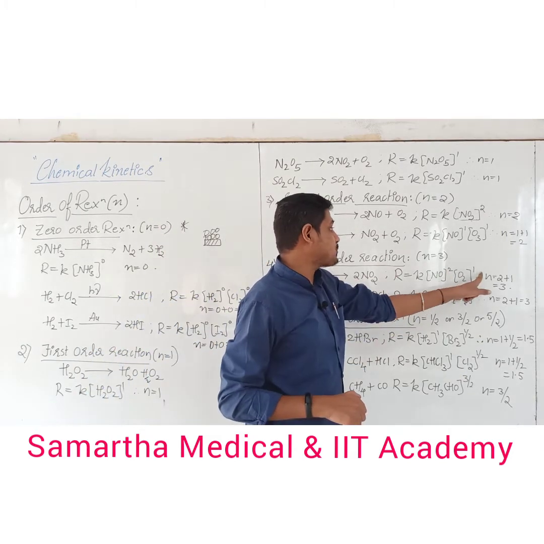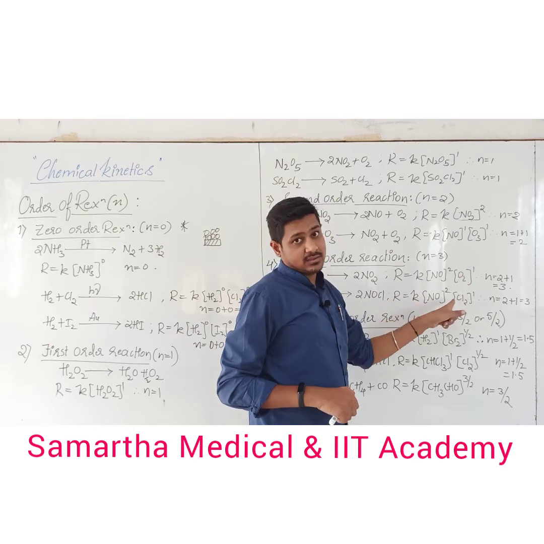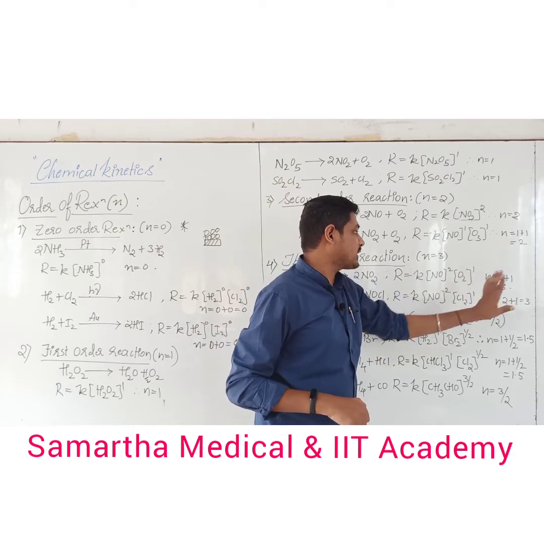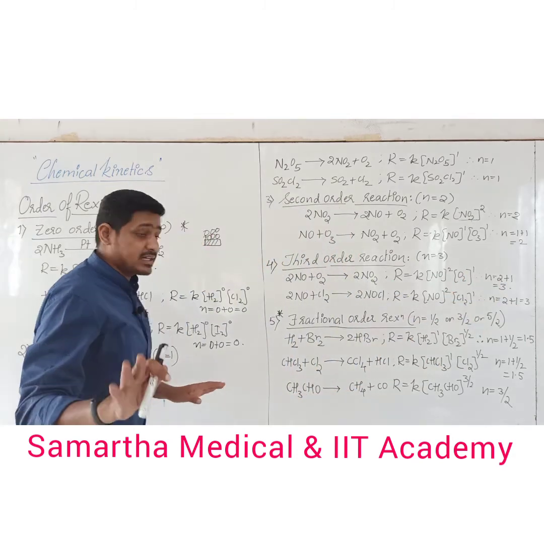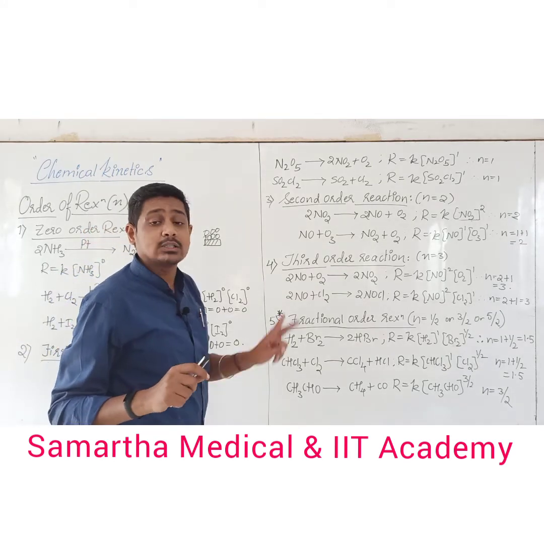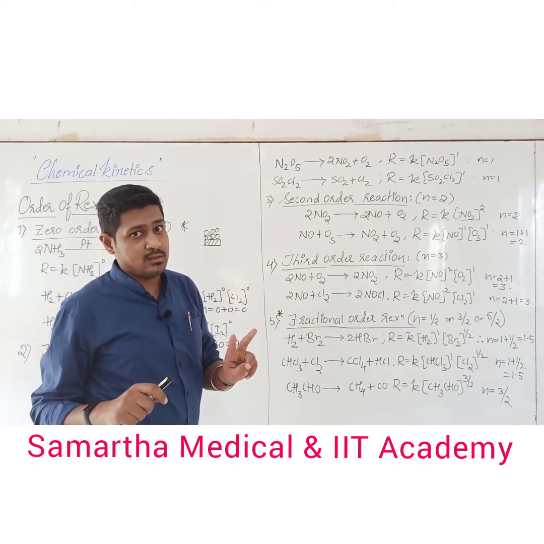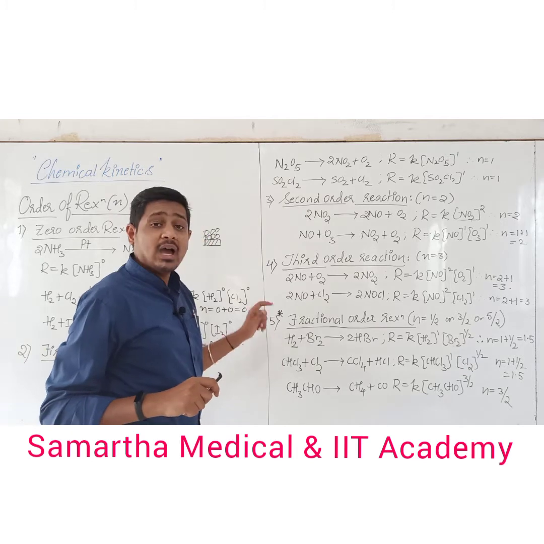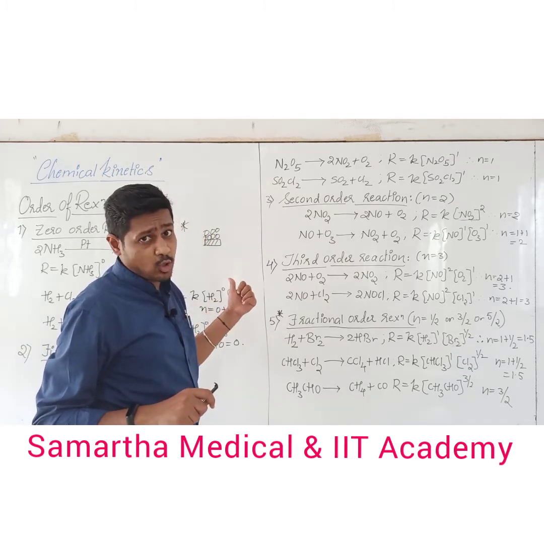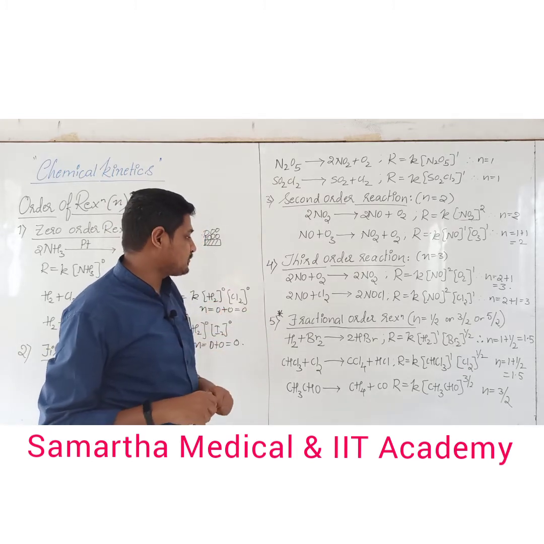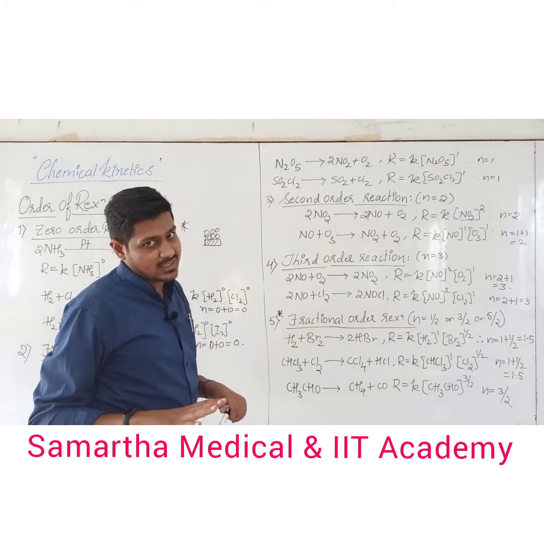It is the sum of these powers of the reactants. So then we will get here 2 plus 1 is 3. Then as I have said earlier in the examination, two types of order of reactions are very important. One is fractional order, another one is zero order reaction. So these are some examples for the fractional order reactions.